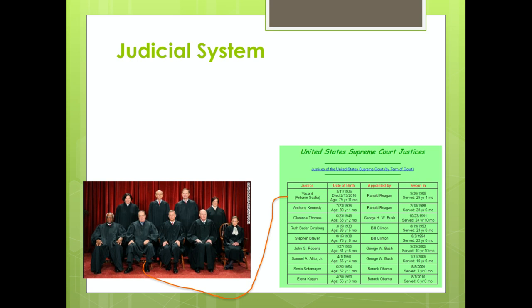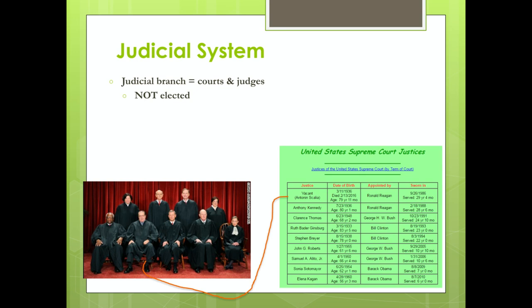The Constitution also sets up a judicial system. Our judicial system is made up of the Supreme Court, the Court of Appeals, and all the other federal courts that are out there. Again, the judicial branch is courts and judges, the federal courts and federal judges. These people are not elected.